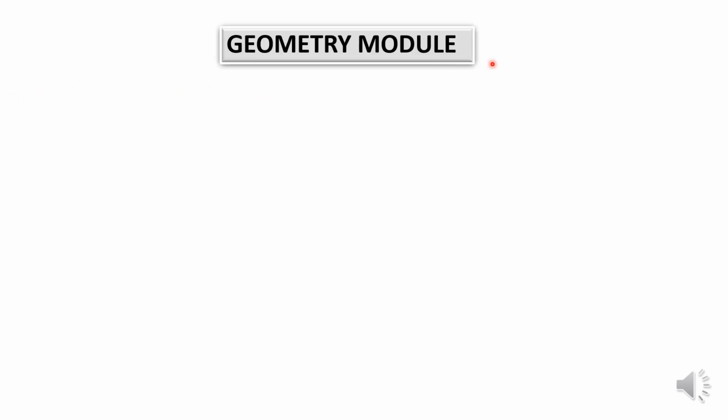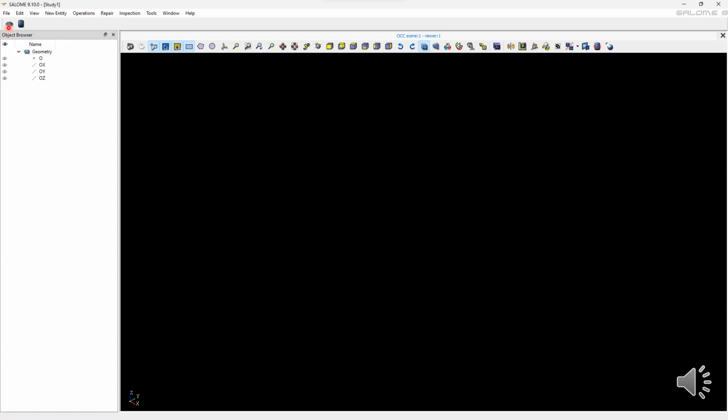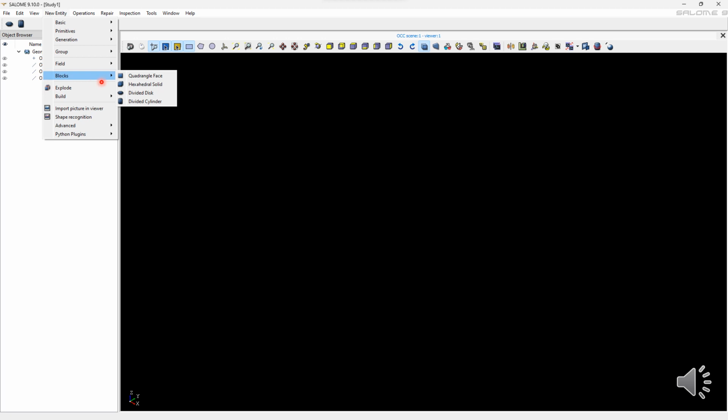In this video, we will explore blocks from the geometry module of Salome software, and these are the tools available. To select these tools from the menu bar, select New Entity, and a drop-down menu will open. Click on Blocks, and you can see a sub-menu where you can select these tools. You can only select Quadrangle Face and Hexahedral Solid from the menu bar, and you cannot select these two tools from the toolbar.